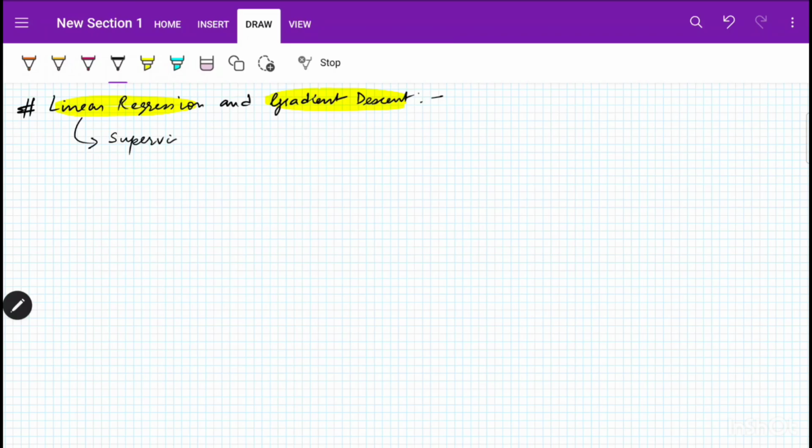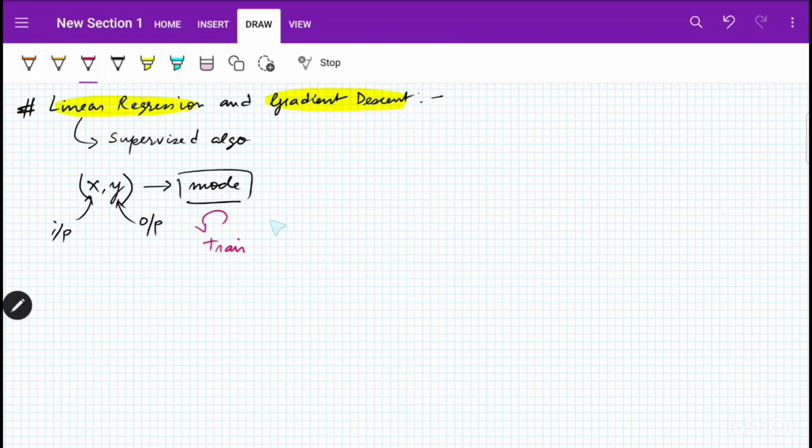So linear regression is a supervised learning algorithm, which means that we train it using a dataset that includes input values or the features and the corresponding output values or the ground truth. The goal is to model the relationship between the inputs and the outputs so that we can make predictions.